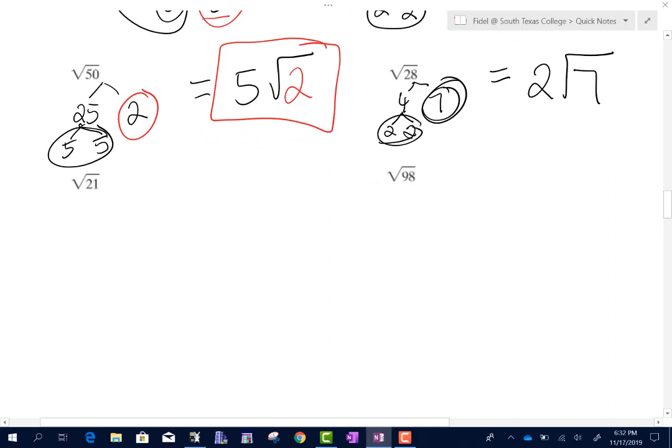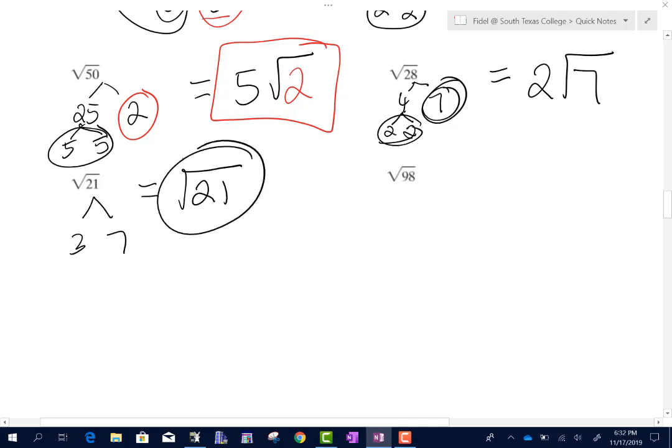Okay. And let's take a look at 21. Okay, so 21 I know is 3 and 7. But I want you to notice there's only one 3. There's only one 7. Nothing is going to come out, right? Because I don't have any pairs of any numbers. So guys, I just leave it as the square root of 21. I'm just multiplying those numbers back together because it didn't help me. I didn't get any pairs when we did that, right?